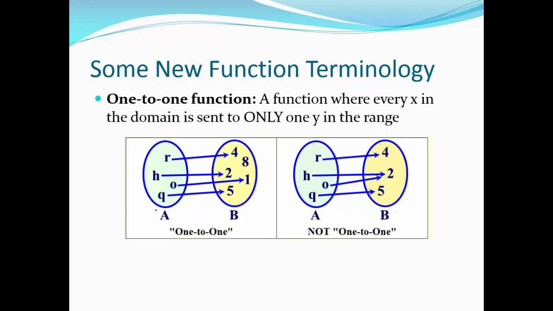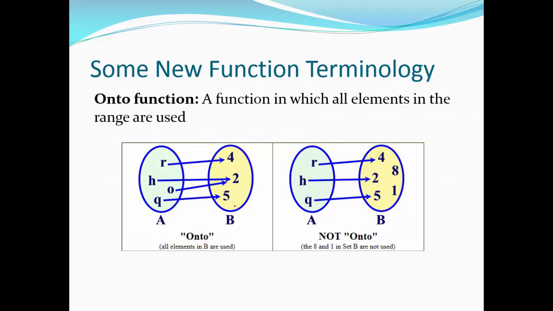So if you look at the function that is one-to-one, the one on the left, every one of the 4 input values only gets sent to one of the numbers in the range. On the contrary, if you look here, this is a function because there's only one arrow coming from each of the 4 letters in the domain. However, h and o both get sent to the number 2. So every x is not sent to only one y in this case. So that's why this one is not one-to-one. 1x to 1y. That's why it's called one-to-one.